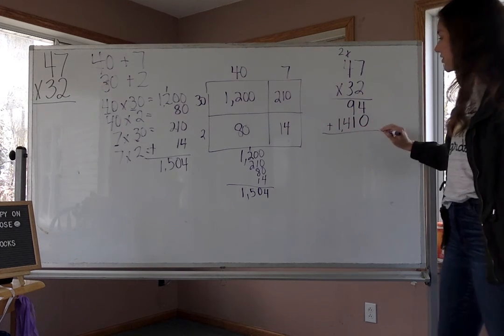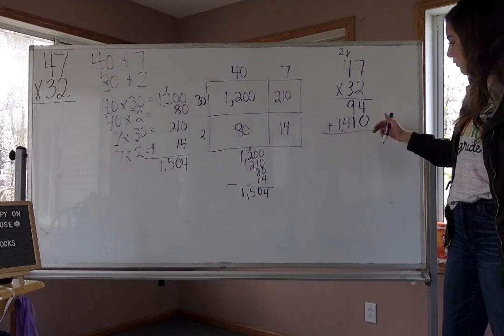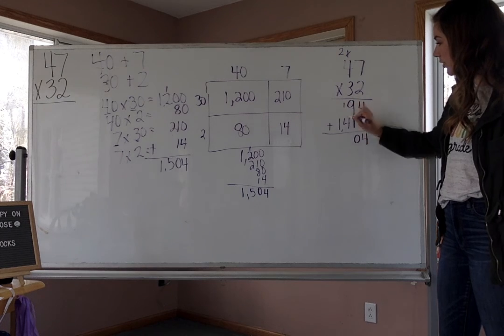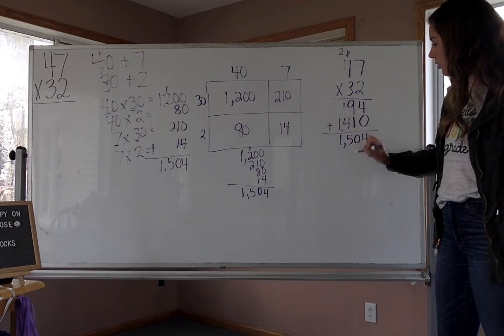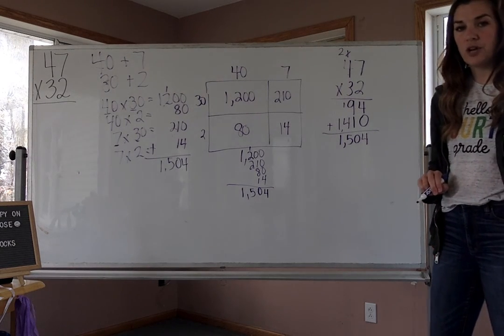The last and final step in the standard algorithm is to add these two numbers together. 4 plus 0 is 4, 9 plus 1 is 10, carry the 1, 1 plus 4 is 5, and 1 plus 0 is 1. And I arrive at 1,504.